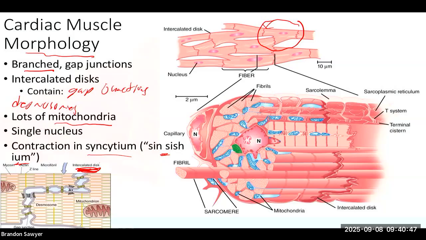Syncytium is when, if you think about it, the action potential is going to start, or that signal is going to start up at our SA node, up in the top part of our heart, right, up by our atria.